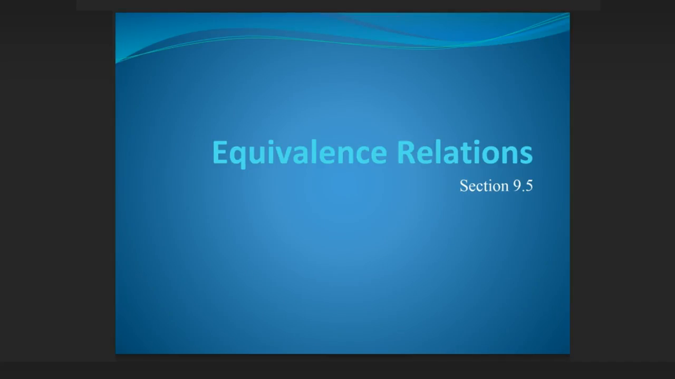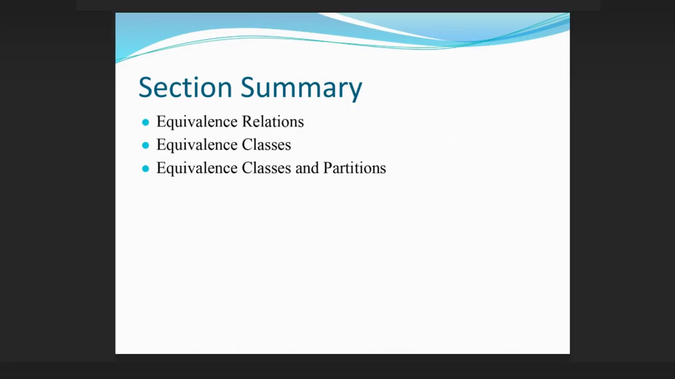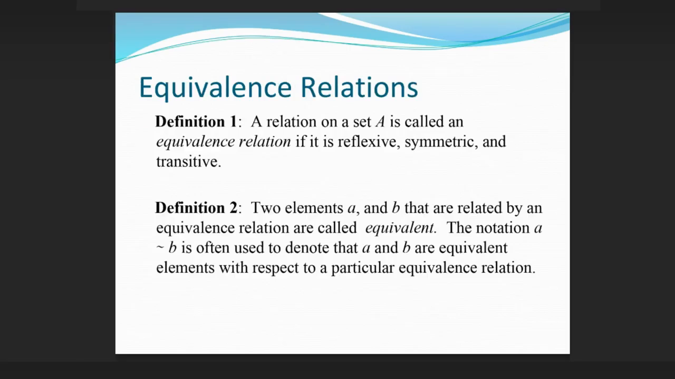Equivalence relations. Section 9.5. Section Summary. Equivalence relations. Equivalence classes and partitions. Definition 1. A relation on a set A is called an equivalence relation if it is reflexive, symmetric, and transitive. Definition 2. Two elements a and b that are related by an equivalence relation are called equivalent.